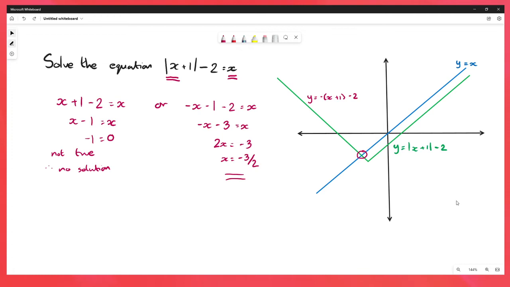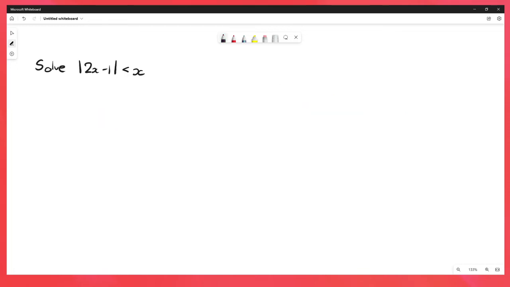What we're going to look at now is how to solve inequalities that involve modulus functions. And this is our example here. Relatively simple one. Solving modulus of 2x minus 1 is less than x. Now, with modulus functions, as with quadratic inequalities that you did in the first year, it's really important that you draw the graph, or at least have a little bit of a sketch, so you can see what's going on.